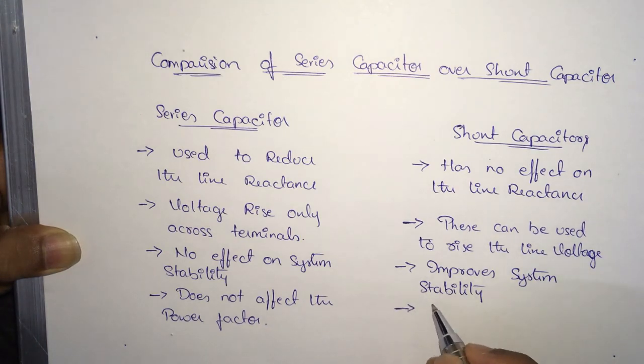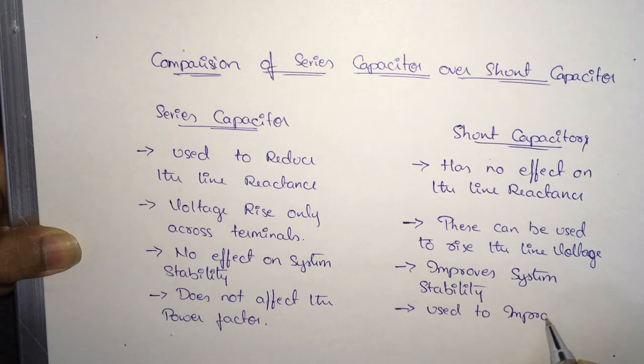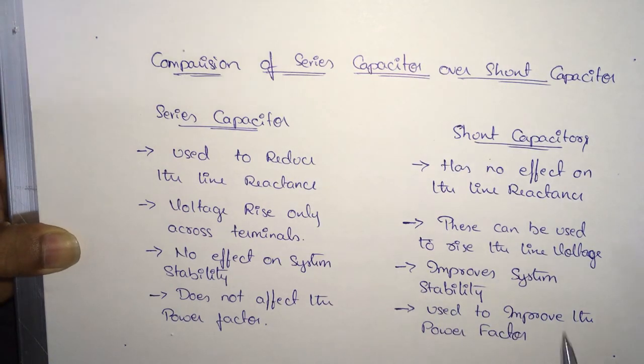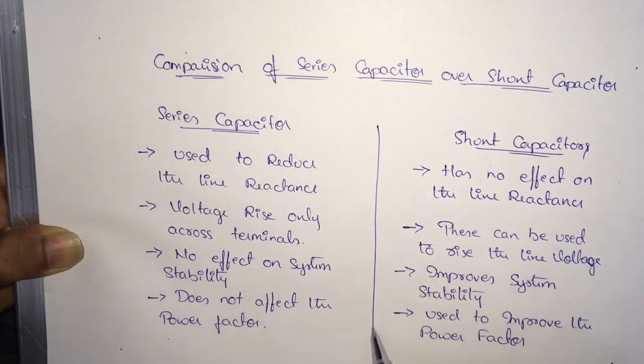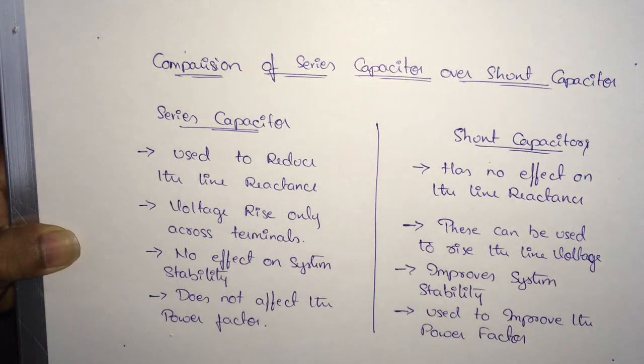And lastly, these shunt capacitors are used to improve the power factor. You can see series capacitors don't affect the power factor, whereas shunt capacitors are used to improve the power factor. These are all the comparisons of series and shunt capacitors.